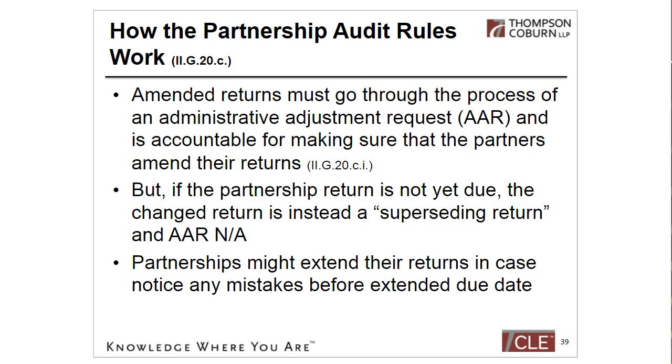So if you, in the spring, do your extension on your return, then you don't have the return due until the fall. And then during that whole summertime, you can make sure it's right. And if there's a mistake, you can amend the return and you don't have to go through the administrative adjustment request. And you see where I refer in that first bullet point to that 2G20C Romanet 1. Well, that includes the idea of the superseding return, including a revenue procedure that discusses that idea.